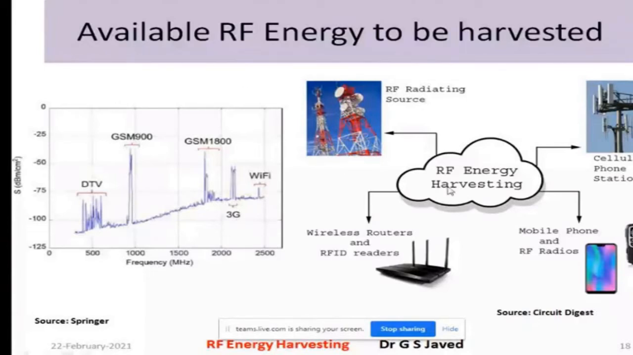And if you need to harvest, the best way to do it is stay close to some of these cellular phone stations and radiating sources, which are your transmitting stations, and your wireless routers, RFID readers, mobile phones, and RF radios are all your receiving stations. So you will typically be using these receiver blocks or receiver-like circuit elements to absorb this energy and then convert it to usable electrical energy.